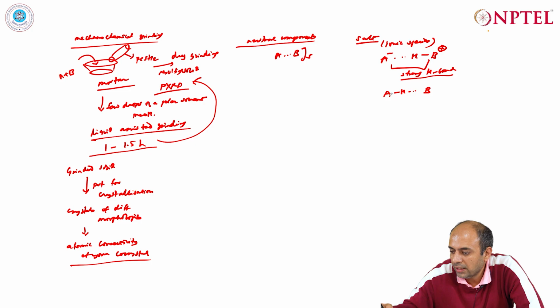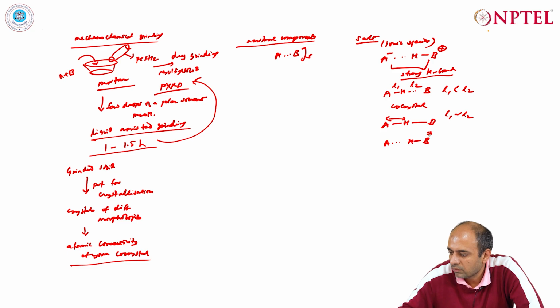And so to start with, hydrogen can be associated with the acid part. This is called a co-crystal, and then it starts getting dissociated. So there is an intermediate position where there is a substantial lengthening. So this is say L1, this is L2. L1 is much less than L2, but here L1 is nearly equal to L2. And finally, when the proton is transferred to the base, then L1 is greater than L2.